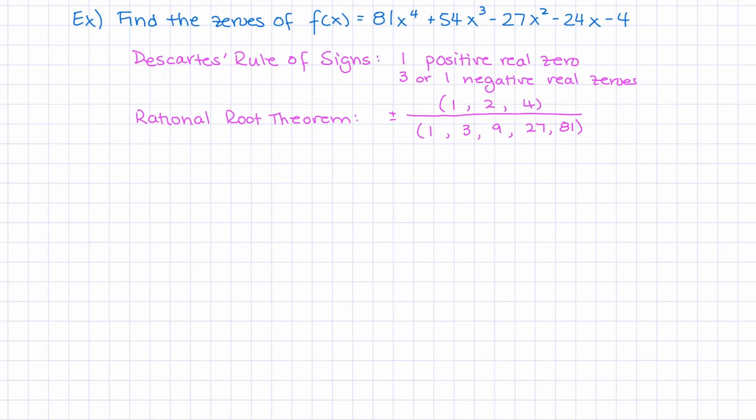The other thing, upper and lower bounds, there's no notes to make about that. Just jump right in and be looking for them. Okay, so now I have an idea. Let's go ahead and set up our synthetic division. Let me double check. 4, 3, 2, 1, 0. I don't need any placeholders when I'm setting up synthetic division. So 81, 54, negative 27, negative 24, negative 4. So I plug in a 1.